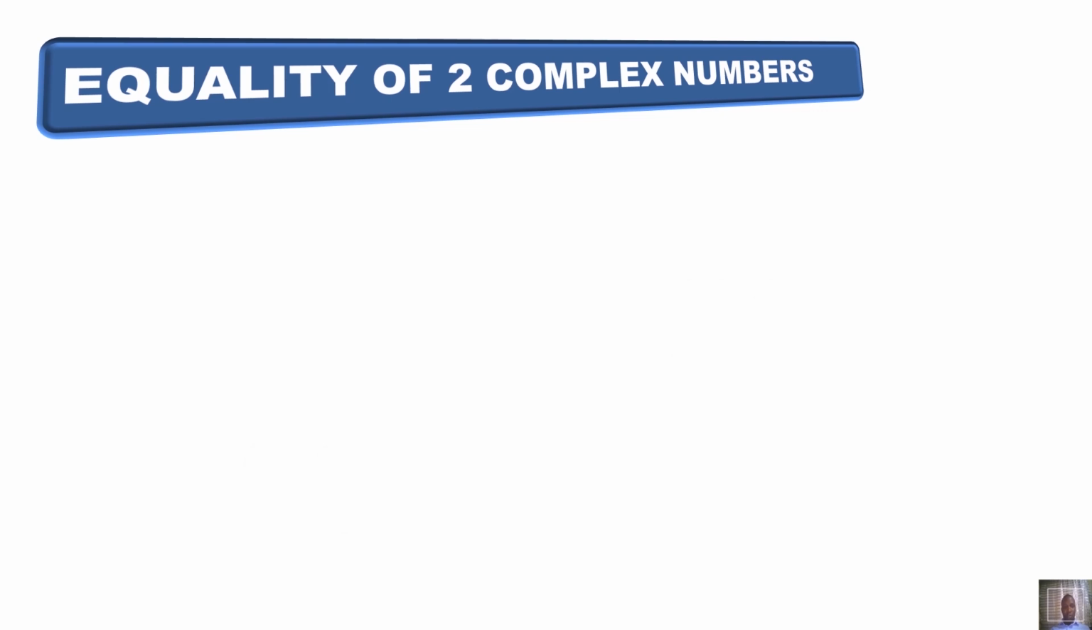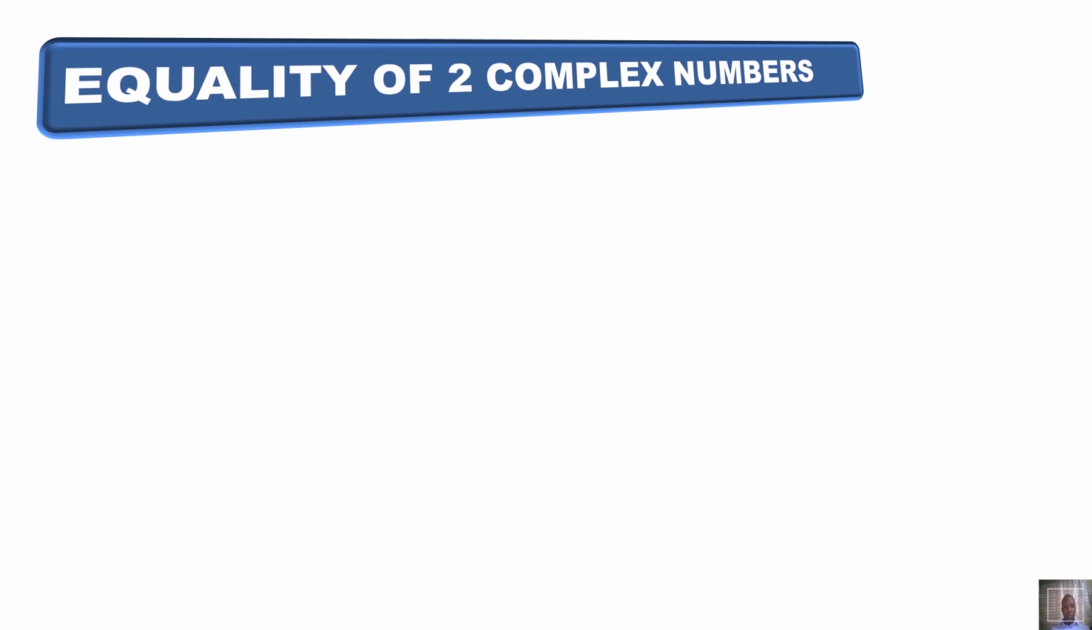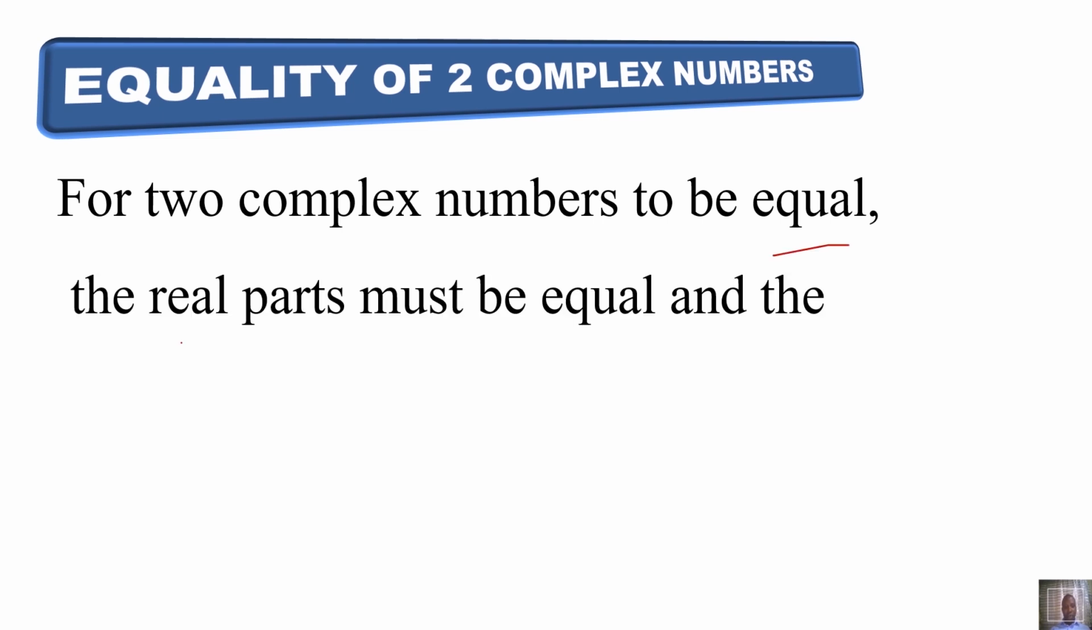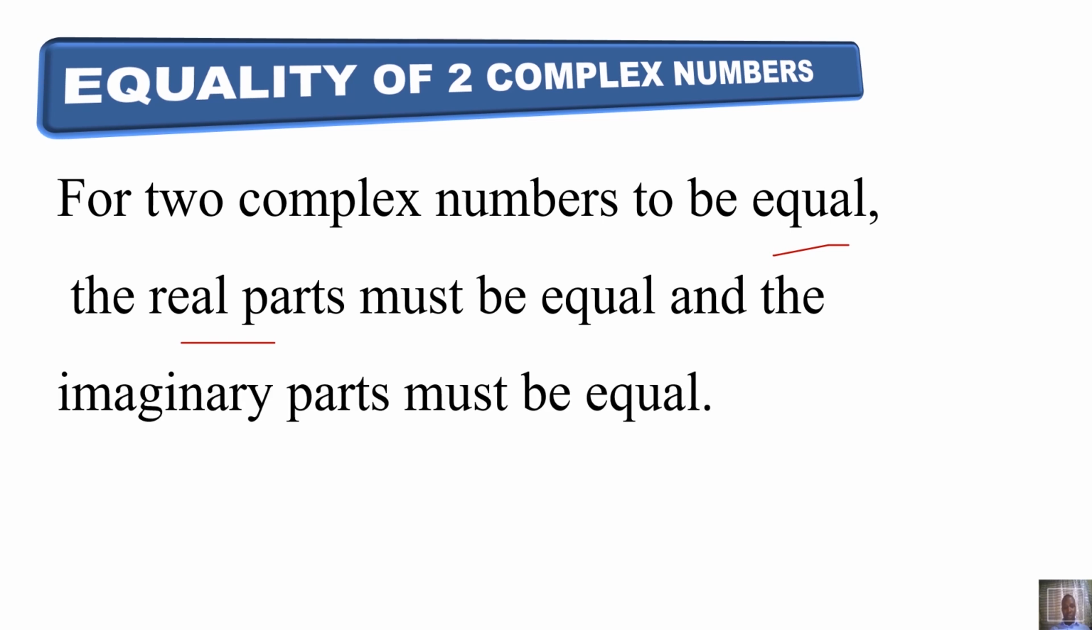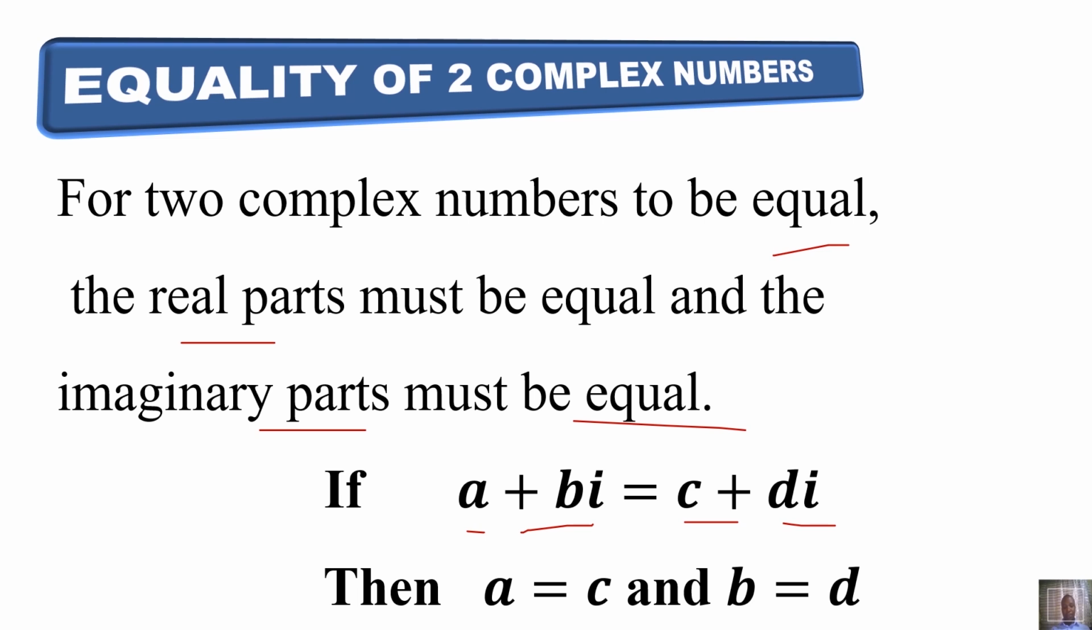I'm going to show you equality of two complex numbers. Let's see the definition. For two complex numbers to be equal, the real parts must be equal and the imaginary parts must be equal. That is to say, if a plus bi equals c plus di, these are two complex numbers, then a equals c and b equals d.